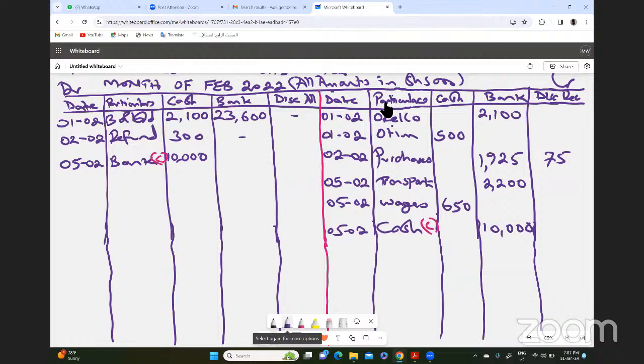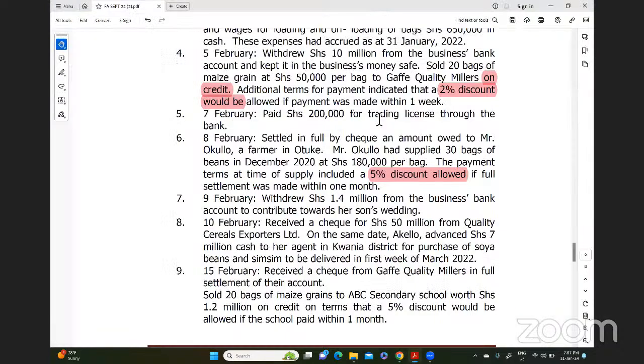Yes. Excuse me, sir. Yes, please. This transaction says Akelo sold 20 bags of maize to Gaffey Quality Millers, but we are not recording the transaction. Is it that the transaction does not show that these people paid? Yes, that is it. That's why we are ignoring it, because there is no cash paid or cash received. Oh, okay. Thank you.